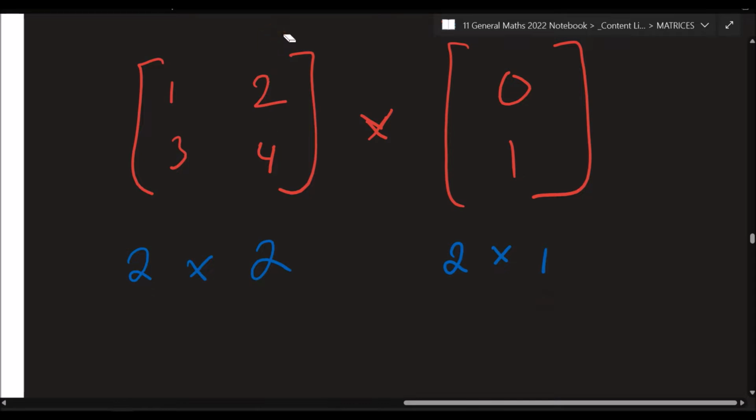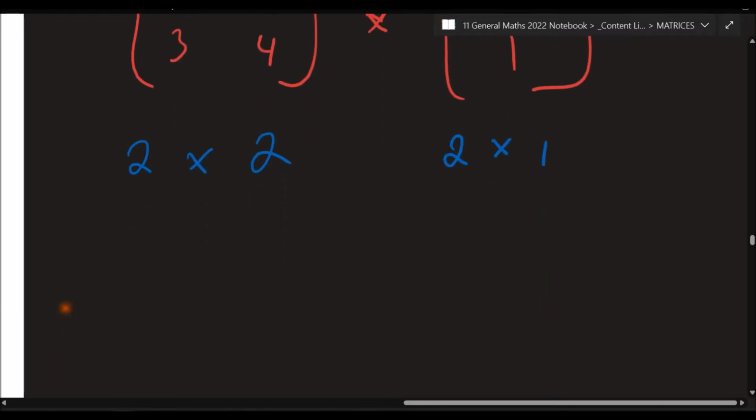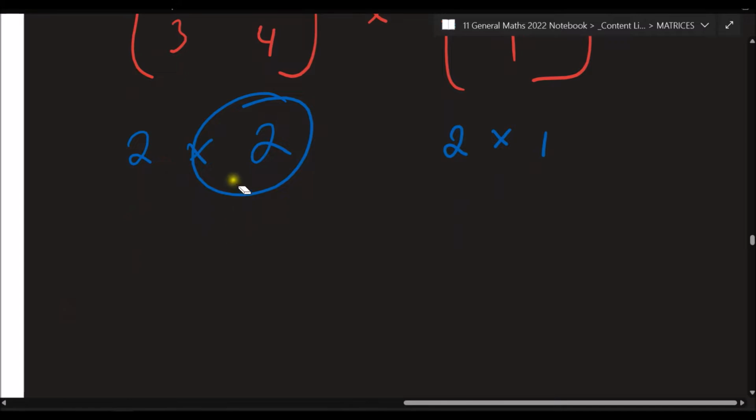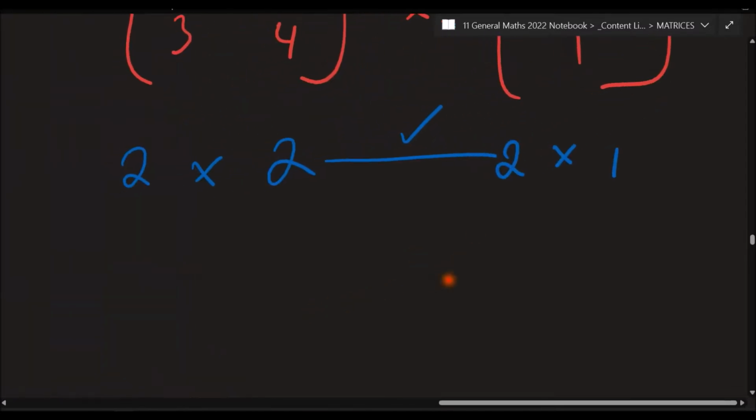Now, what Zach mentioned before is in order for these two to be able to be multiplied together, you have to make sure that the columns in this matrix are the same as the rows in this matrix. More or less, the middle numbers here have to be the same. If they're the same, that means you can multiply them. Thank you, Zach.